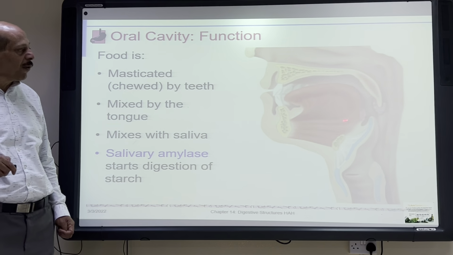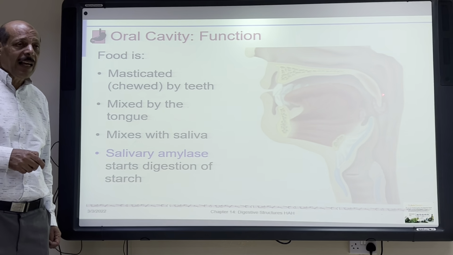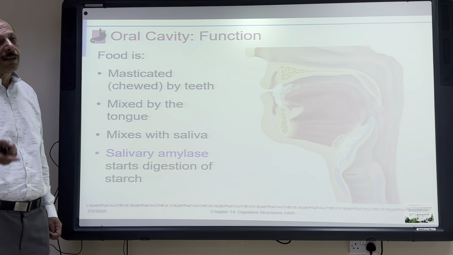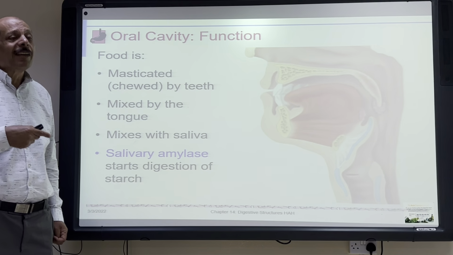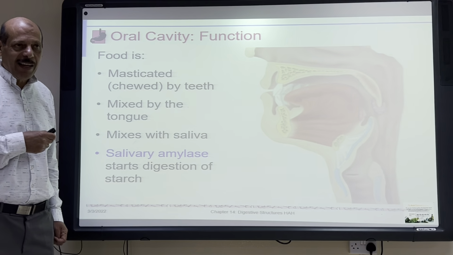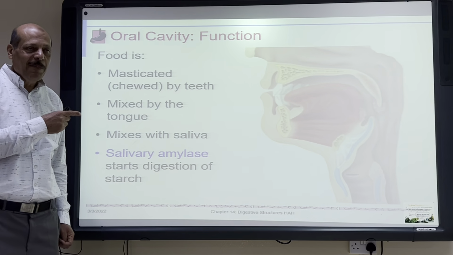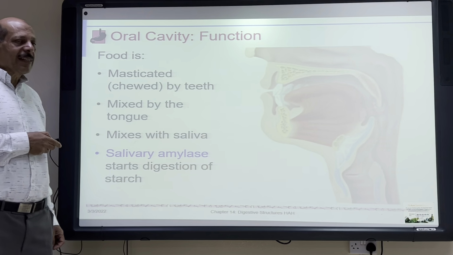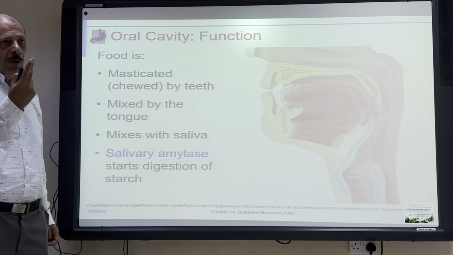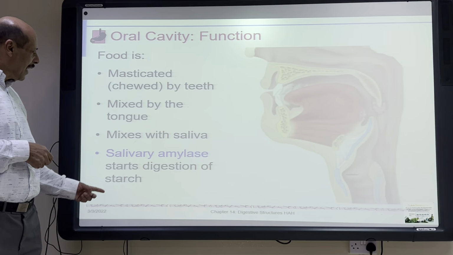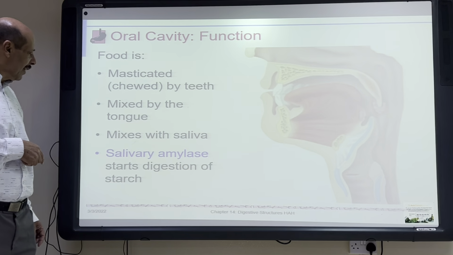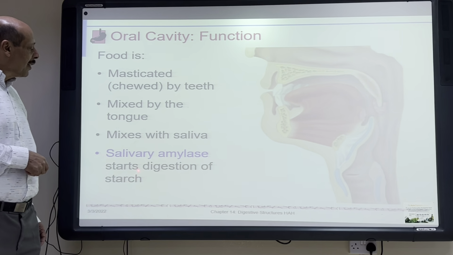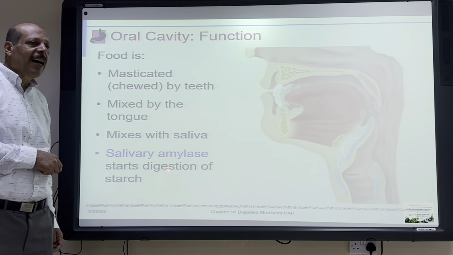Salivary amylase is from the salivary gland. Pancreatic amylase, you will see it, we will study it later. It is coming from the pancreas. So this enzyme is secreted in two ways, from the salivary gland and from the pancreas. So it will start the digestion. It digests what?